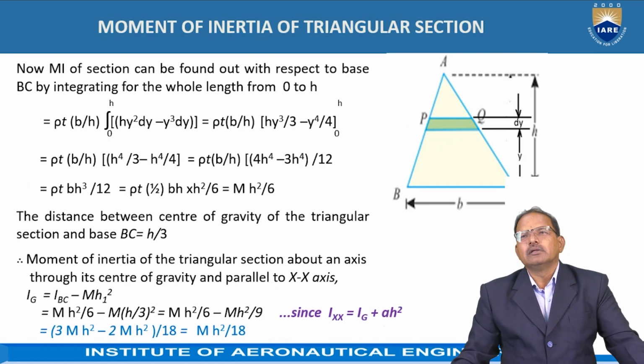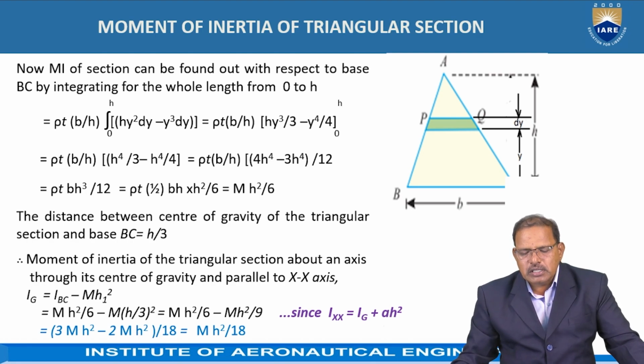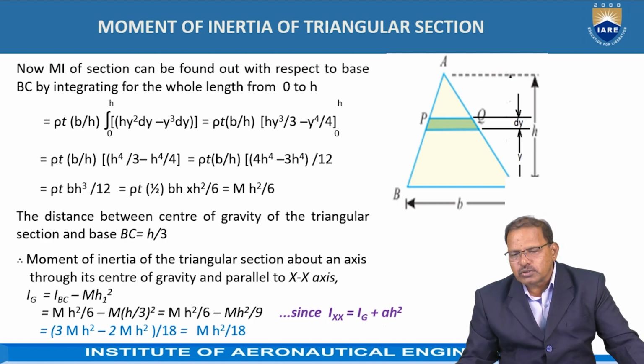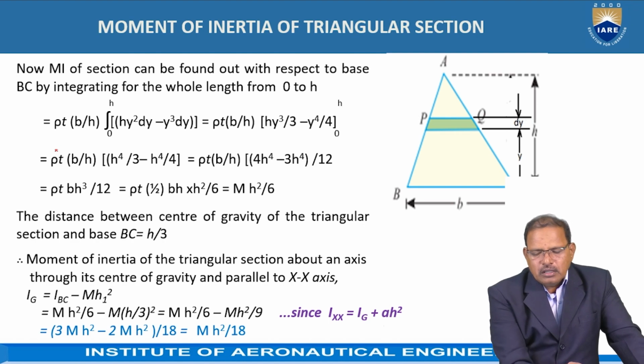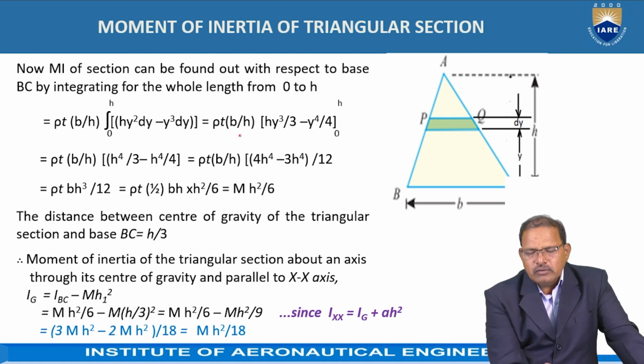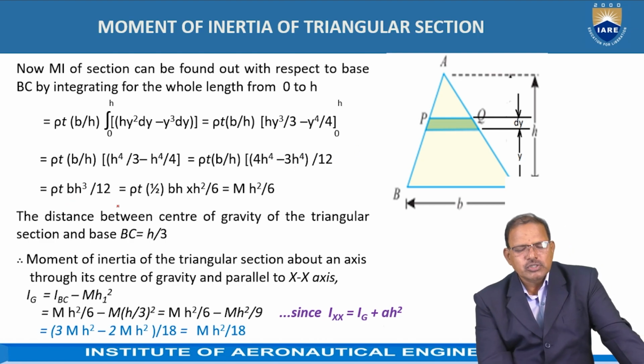In order to determine the mass moment of inertia possessed by the entire triangular section about the base BC, we integrate the above equation with limits 0 to h. The total mass moment of inertia is rho T into B by H, integrating from 0 to h, (H y square dy minus y cube dy), which is equal to rho T B by H into (H y cube by 3 minus y fourth by 4). Here the LCM is 12. We get rho T into B by H into (4h fourth minus 3h fourth) by 12, which is equal to rho T B H cube by 12.